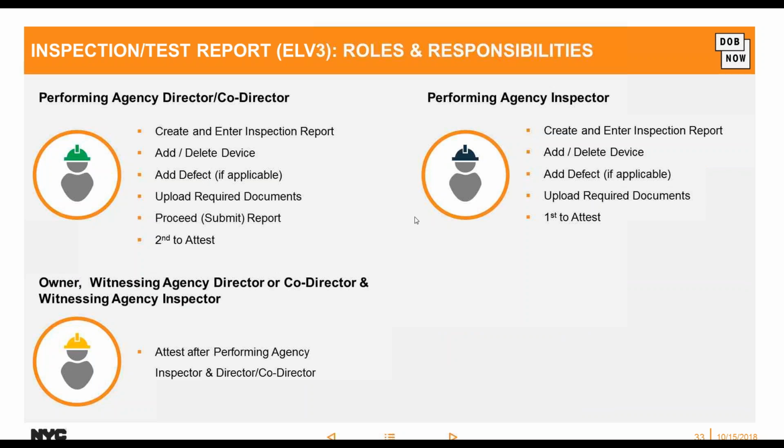And roles and responsibilities. The foreman, agency director, and co-director can create and enter inspection report, add or delete devices, add defects, upload required documents, proceed, submit report. Second, to attest.